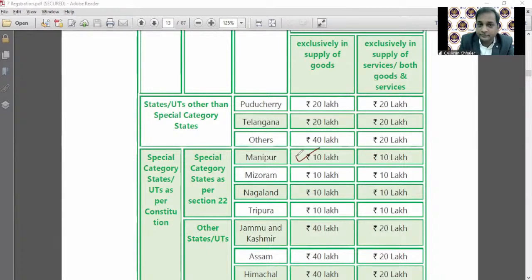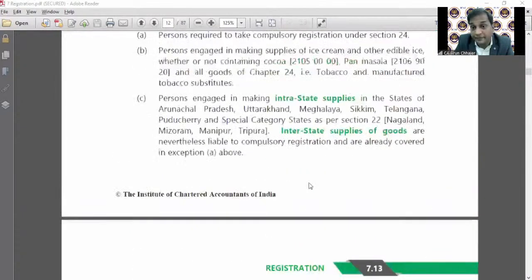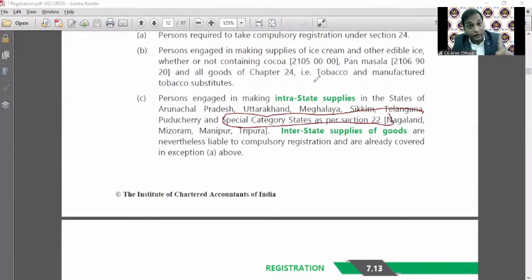Meghalaya, Manipur, Mizoram, Nagaland, Tripura. These are the special category states, and it says that the limit of 40 lakh would not be applicable. What does it mean? If the extended limit of 40 lakh would not be applicable, it means it will have the normal limit. What is the normal limit? Sir, 10 lakh rupees. Fine.